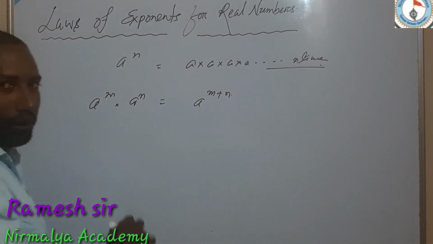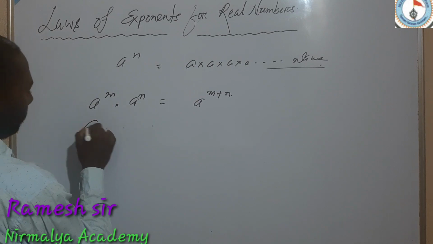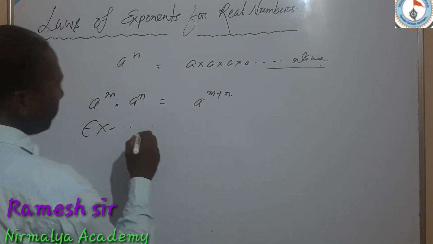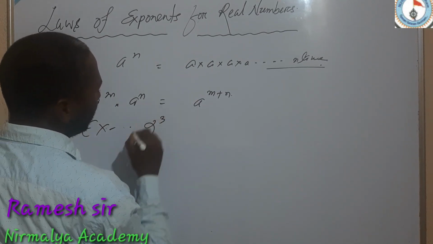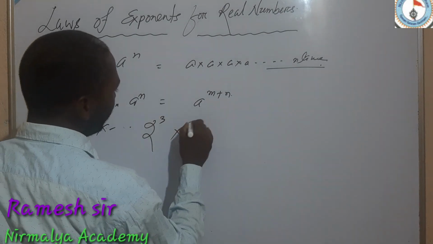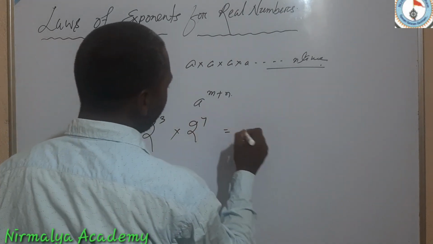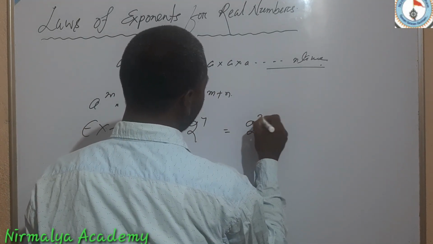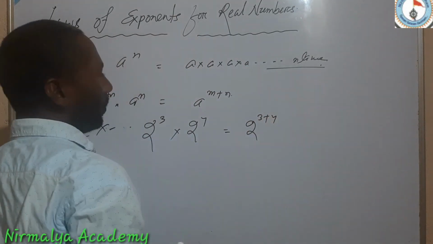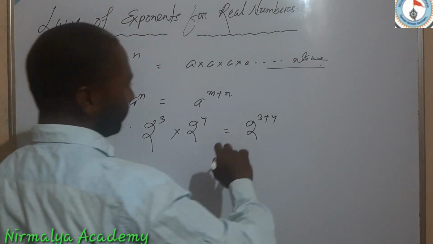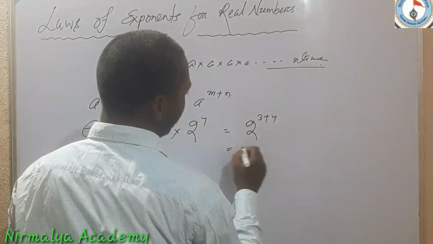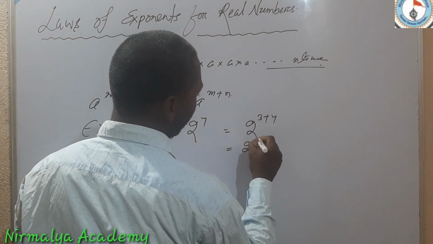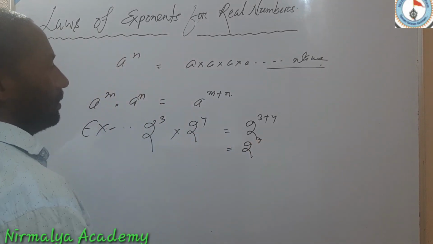For example, 2 to the power 3 into 2 to the power 4 equals 2 to the power 3 plus 4, which equals 2 to the power 7.